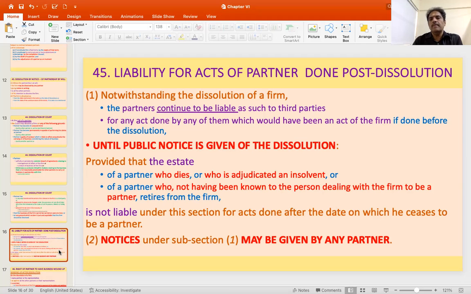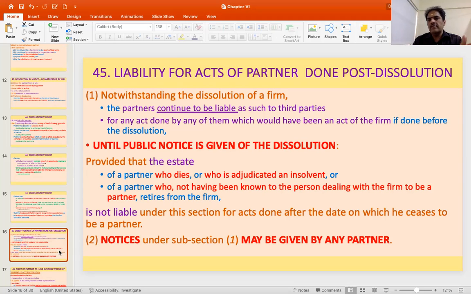Here, as in the case of public notice, for registered firms there are three modes of public notice. That is, notice to the registrar, then notice in the official gazette, and an advertisement notice in the vernacular newspaper at the place where the firm's place of business is located. In the case of an unregistered firm, it is only the notice in the official gazette and the notice in the vernacular newspaper. Both of these have to be met. If that is not met, you will continue to be liable even after the dissolution of the firm.